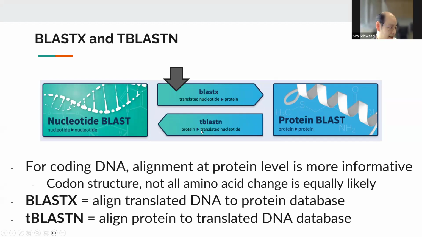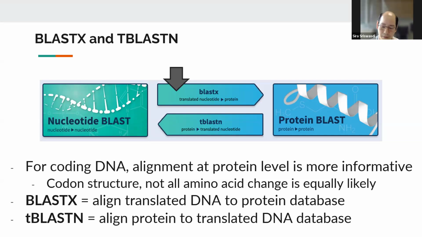Why do we need this? When we talk about nucleotide BLAST, we kind of assume that it's genomic DNA. In genomic DNA, you have mutations, and a mutation can change any nucleotide to any nucleotide. But if you have coding DNA, in the coding region, we know that it has a codon structure. And any mutation can either change the amino acid or might not change the amino acid. So for mutations in the coding DNA, not all positions are the same, and it can induce change at the protein level.